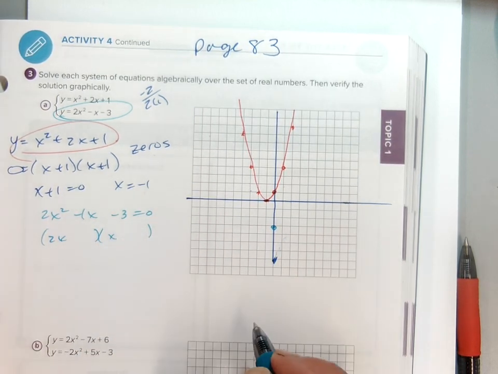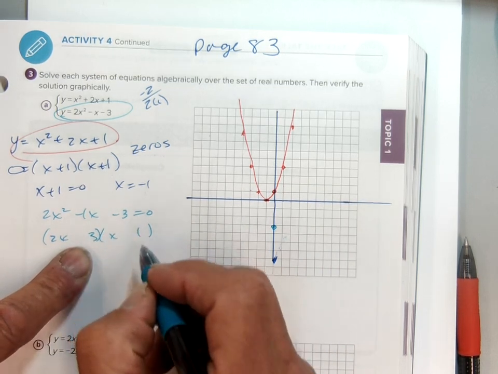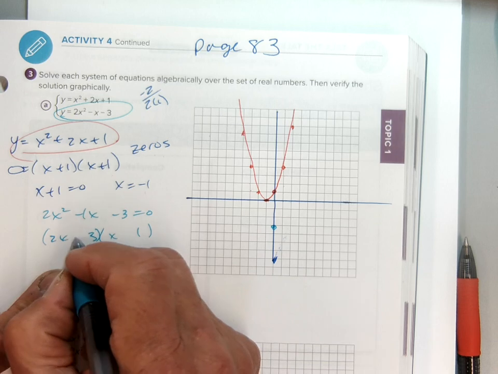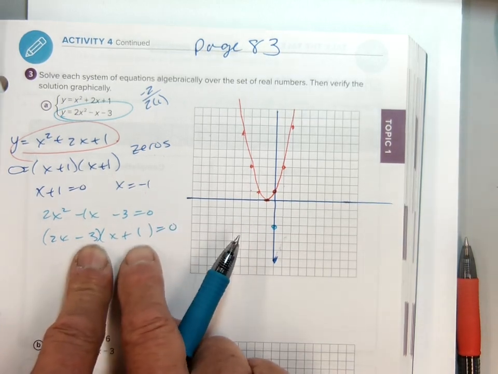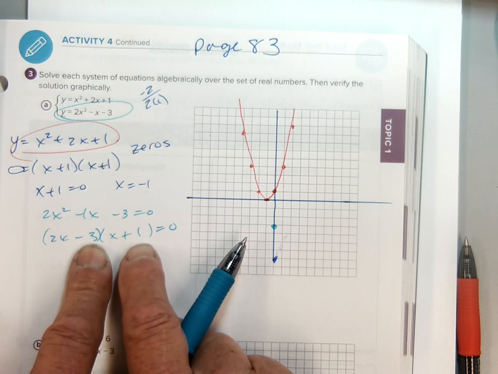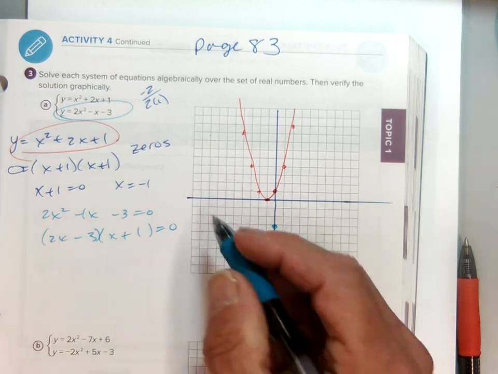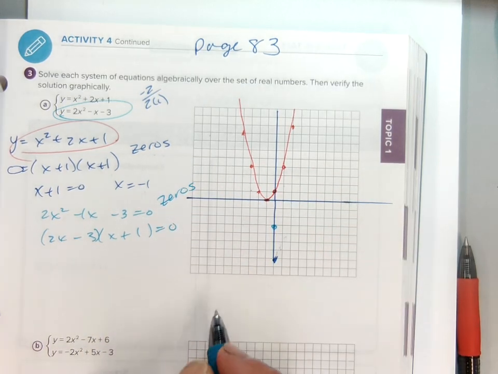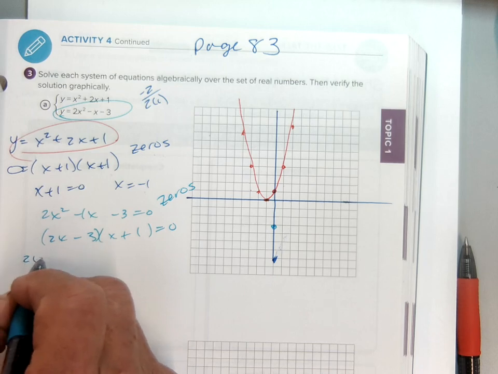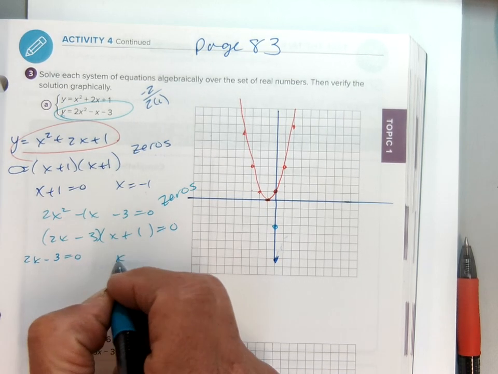2x, x, right? I think I need a 3 and a 1 here. I need a negative 1, so I'd go negative, positive. Okay, negative 3 times 1 is negative 3. And with my double smiley, it works. Now these are going to give me my zeros. I factored it, and then I set these equal to 0. 2x minus 3 equals 0, or x plus 1 equals 0.